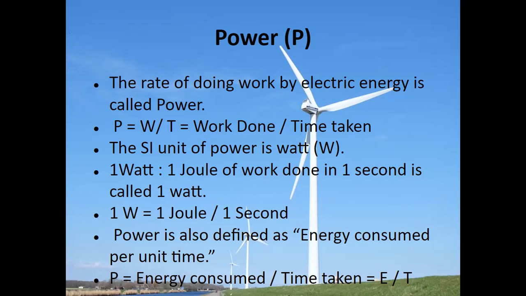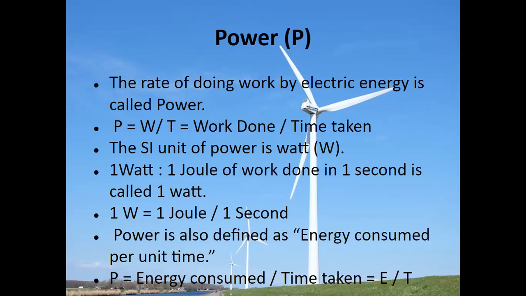Definition of 1 watt: 1 joule of work done in 1 second is called 1 watt. Means the electric energy is doing the work, 1 joule of work done in 1 second of time. That is known as 1 watt.